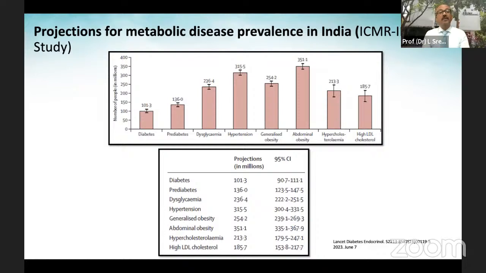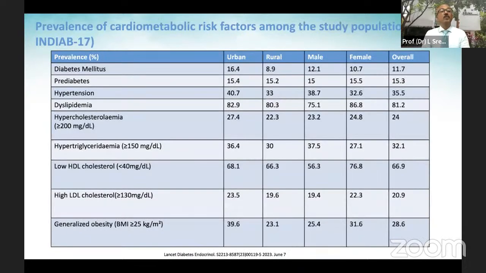Just to start off, the projections of metabolic disease prevalence in India, you can see this is the latest ICMR INDIAB 17 study, which was published last year. And this is what it clearly shows, that diabetes, and more than diabetes, pre-diabetes is the greatest burden going to be in the future. And these are all the various cardiometabolic risk factors among the study populations, which is typically a thin-fat Indian phenotype it fits into.